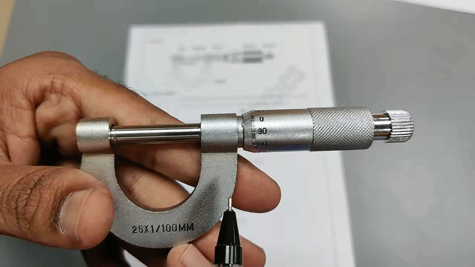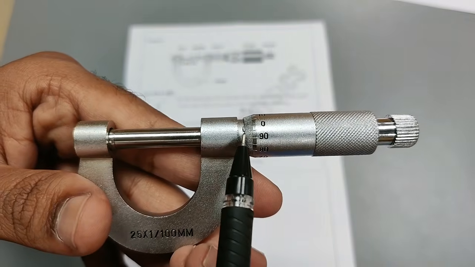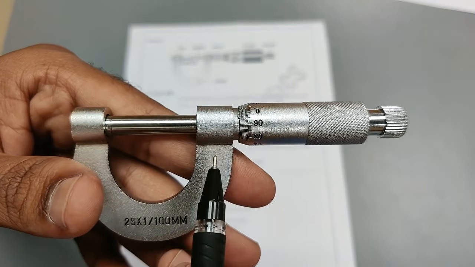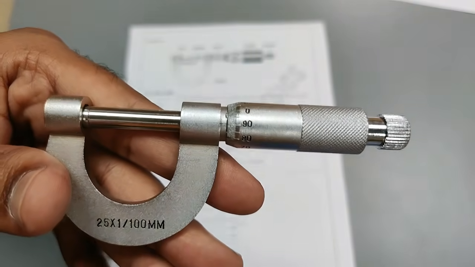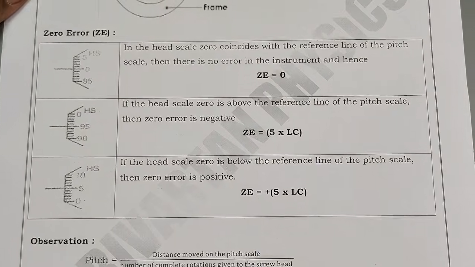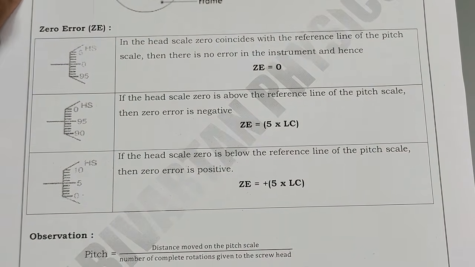So before showing this inside the device, inside the instrument, I will show it on the paper first. We'll see it on paper first and then we'll go for the device. Now let us see about the zero error. We'll understand the zero error and then we'll go for the device.